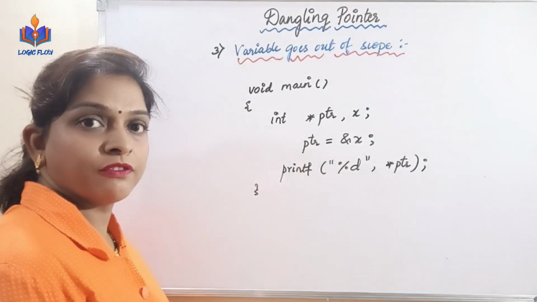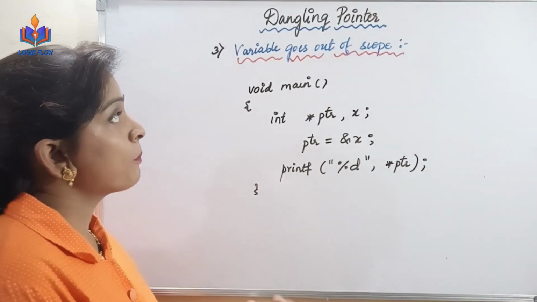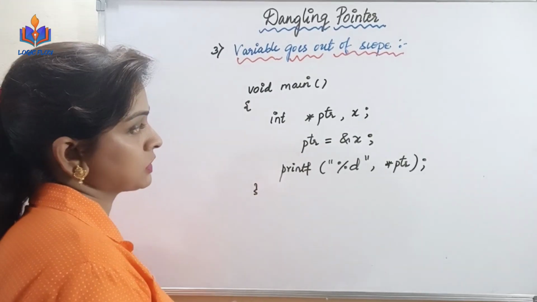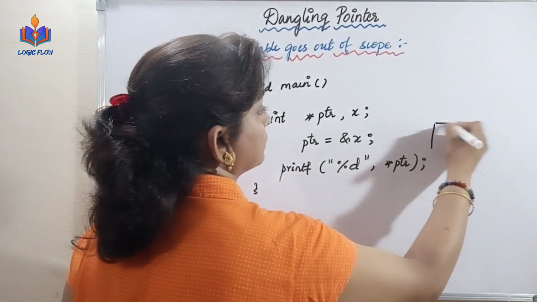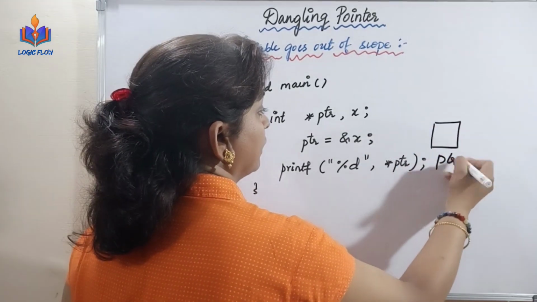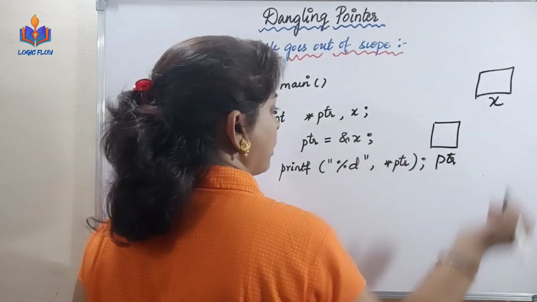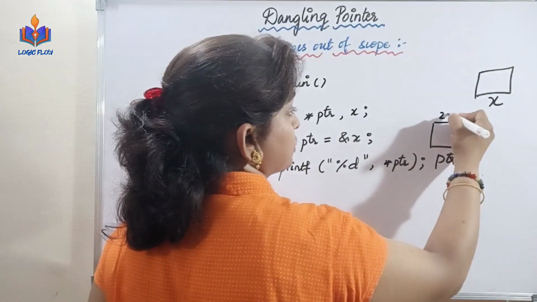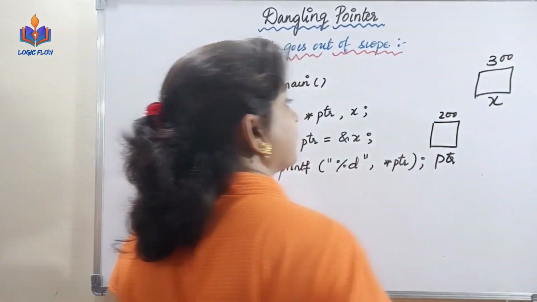The third way where the pointer behaves as a dangling pointer is when the scope of the variable goes out. Now, observe this small piece of code. I have a pointer variable PTR. Then I have a variable X. The pointer variable will also have an address. Say it is 200, and X, I'll say it is 300.